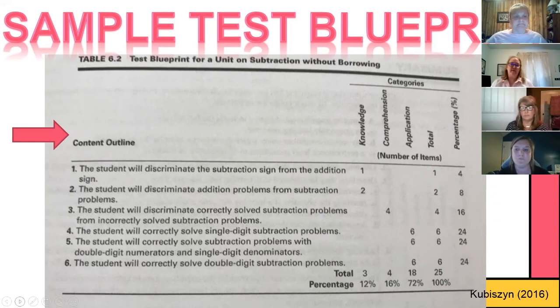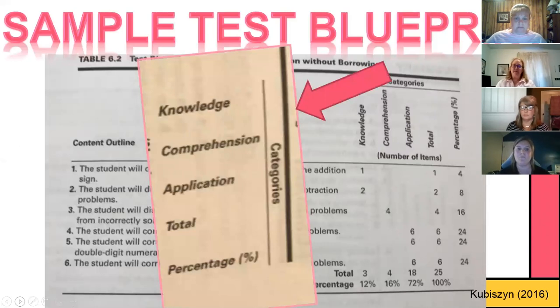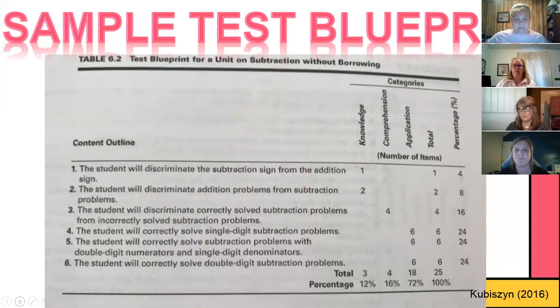The first part of the test blueprint is the content outline. That tells all of the objectives that you taught in the unit, what you were trying to do, and then we'll break that down a little bit further. The next thing is categories. You have to assign categories to your test, so you know that you're addressing all of the different objectives and what they might mean and in what domain. This one has a couple different ones. They can be anything that you want them to be.